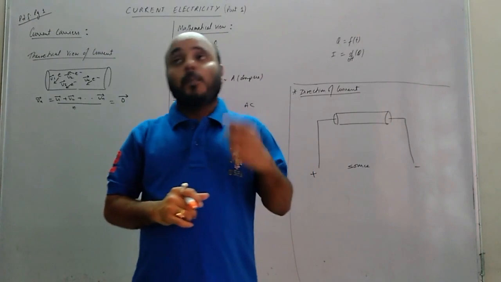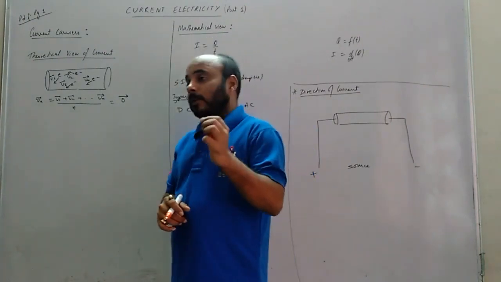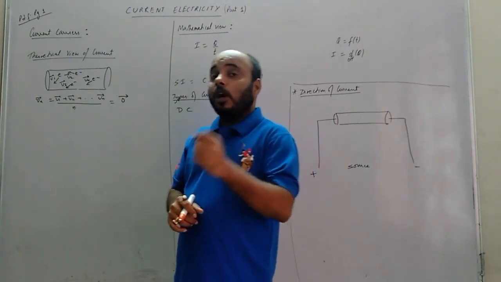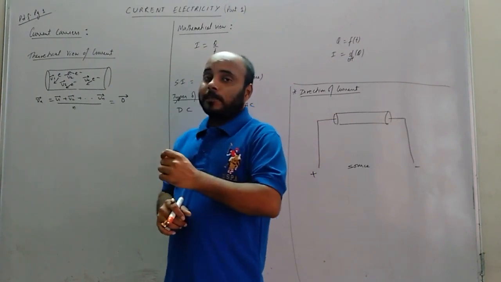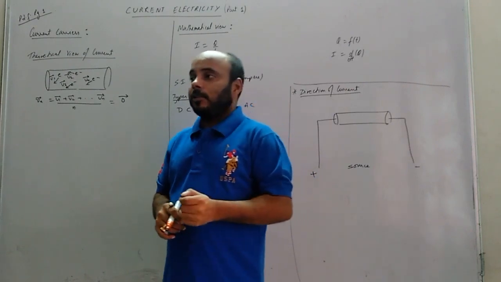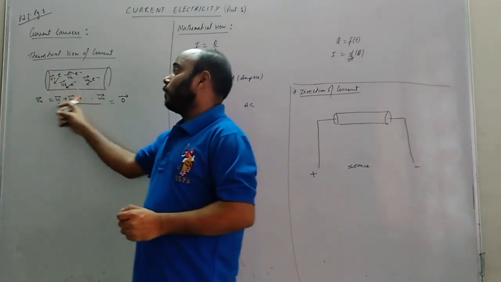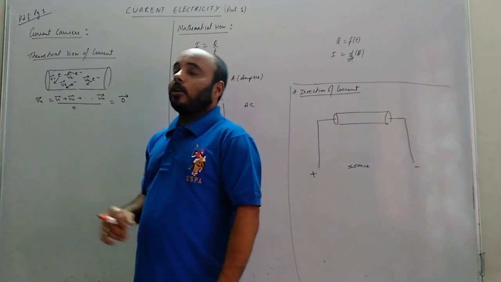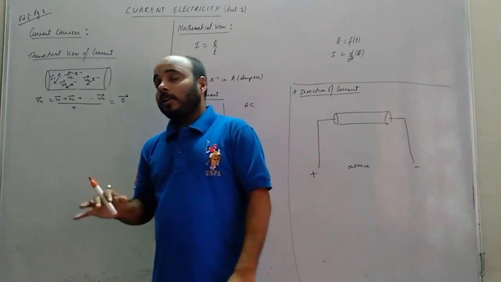Moreover, now a very important part: current is not the flow of charges or flow of electrons. It is an organized flow of electrons. This is not an organized flow. They are flowing randomly in all directions, so it is not an organized flow.